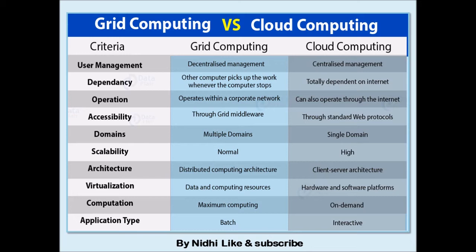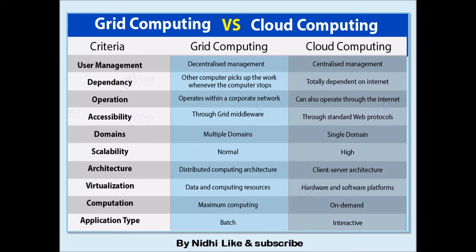Next criterion is domain. Grid computing has multiple domains, that is heterogeneous domains, and cloud computing has homogeneous domains. Homogeneous means we can use either platform, infrastructure, or software as a service. Scalability: in grid computing scalability is normal, but in case of cloud computing scalability is higher, that is, addition of versions can be high.